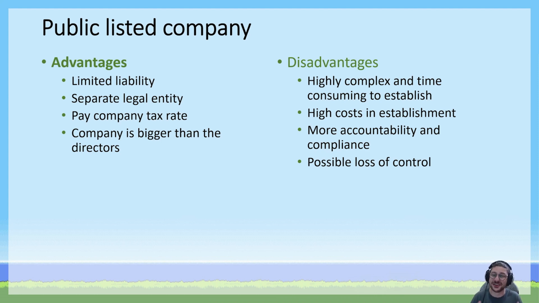Once again, for disadvantages, very similar to a private limited company: highly complex and time-consuming to establish, very expensive. There are massive costs in establishment of a public listed company. Pursuing an IPO, an initial public offering, is expensive and complex in its own right. Certainly, there's more accountability and compliance with a public listed company than with any other business type that we've talked about. If you've got members of the general public who are now your shareholders, you need to remain accountable and compliant with their wishes.